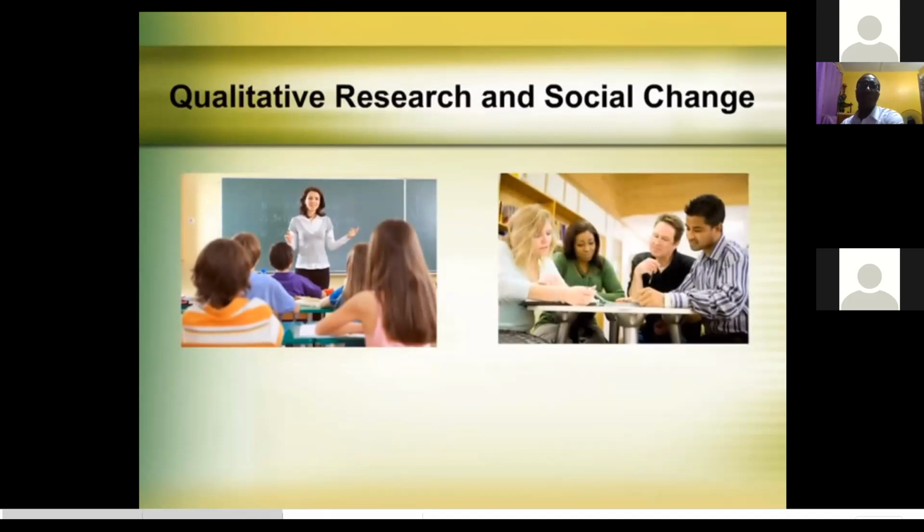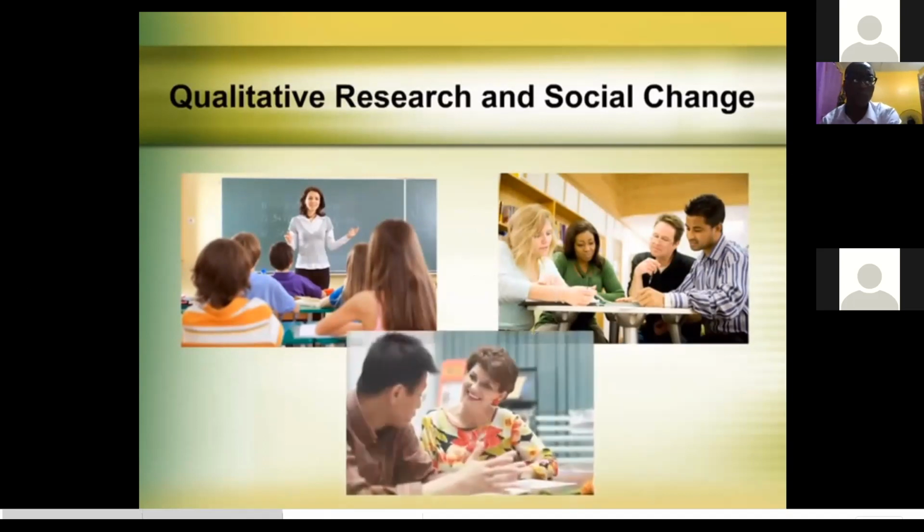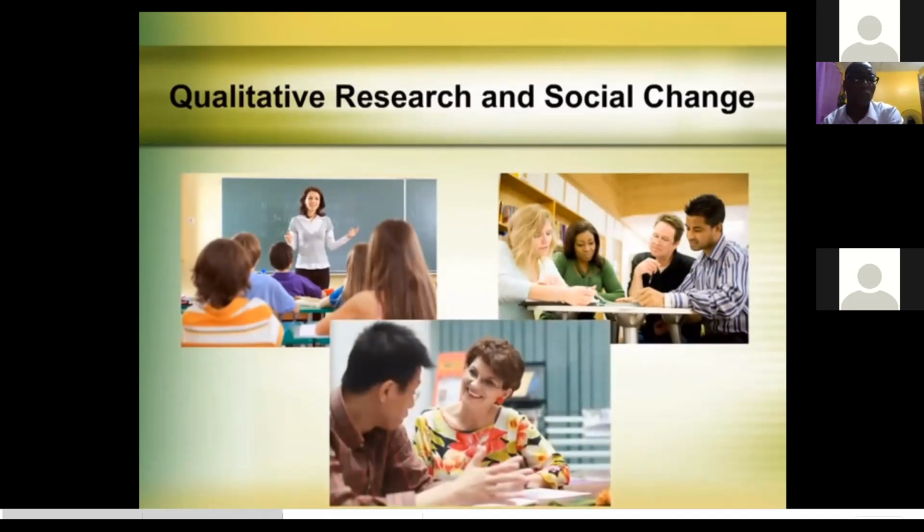Qualitative research is a powerful method of studying the implicit as well as the explicit. It accomplishes this by focusing on personal perceptions of the world and the experiences of people as they construct the reality in which they live. Because of these characteristics, qualitative research can be a powerful tool for social change.